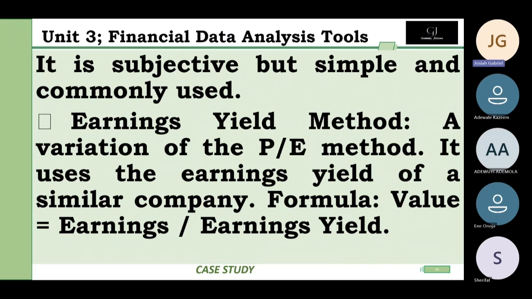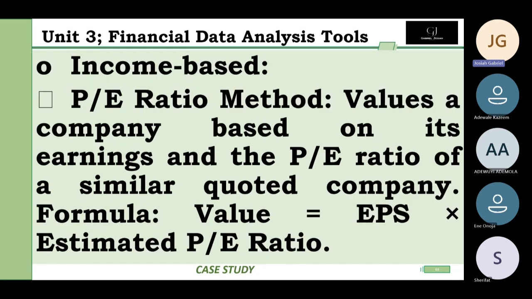It uses the earnings yield of a similar company. The formula is the value, which equals your earnings divided by your earnings yield. And what is the earnings yield? It's what the business is able to yield from the market price of the business. So the earnings yield is the earnings per share divided by the market price per share. That yield from the market is the value that the business is worth from the income side of the business. So the earnings yield method can be used to value a business via the income-based approach.